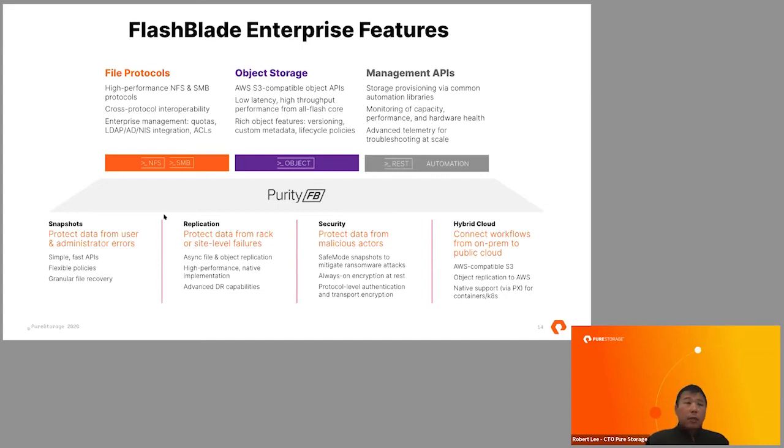In addition to the namespace protocols and access protocols, we certainly have management and monitoring APIs. It doesn't do much good to provide a ton of performance if you can't see where it's going and stay ahead of potential bottlenecks and issues. And then below management and data access APIs, you've also got data protection, right? Snapshots, replication. We talked about SafeMode snapshots. This is something that we've really been able to build on.